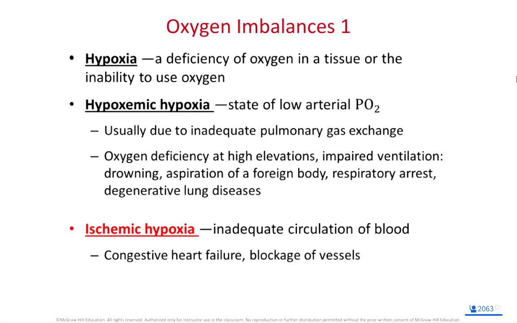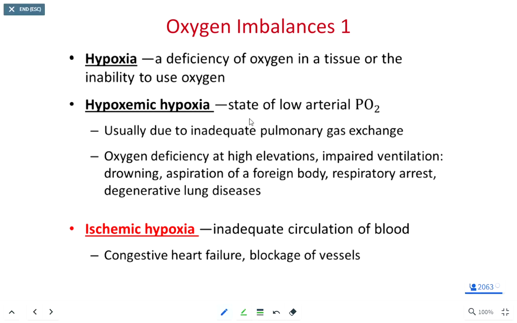When we look at hypoxia, that lack of oxygen in the bloodstream, we can have hypoxemic hypoxia. This is one way we can have a lack of oxygen in the bloodstream. This is going to be a chronically low PO2 level. Hypoxemic hypoxia is going to be associated with inadequate pulmonary gas exchange. So in these situations, either there's a disease state, maybe pneumonia, maybe emphysema, maybe they're at high altitudes and there's just not a lot of oxygen in the atmosphere to go around.